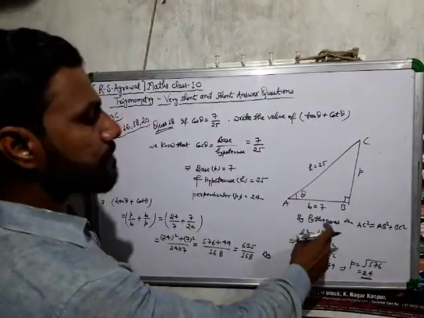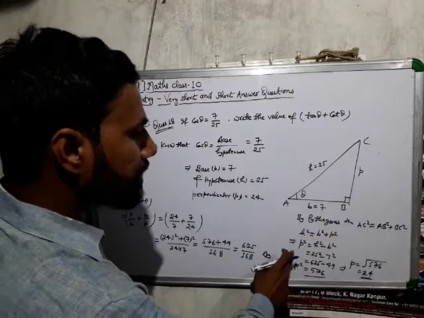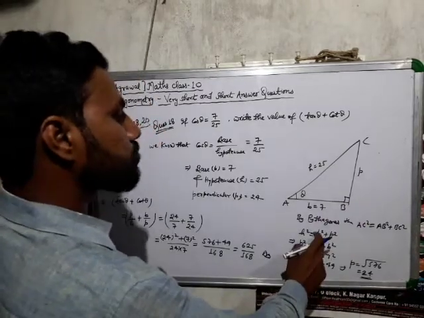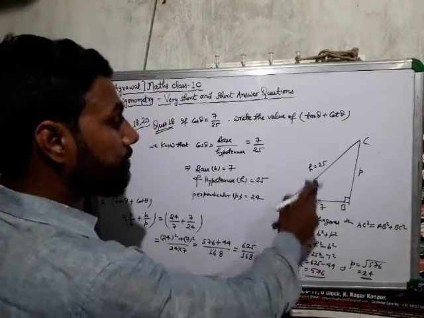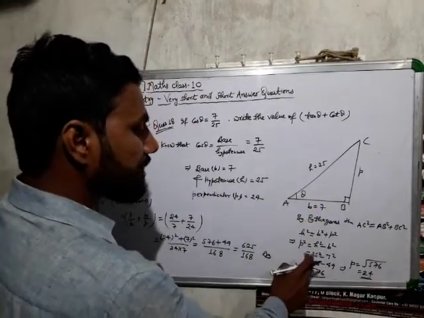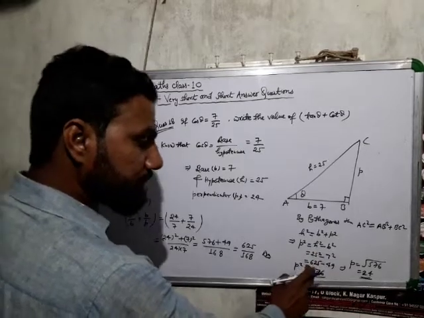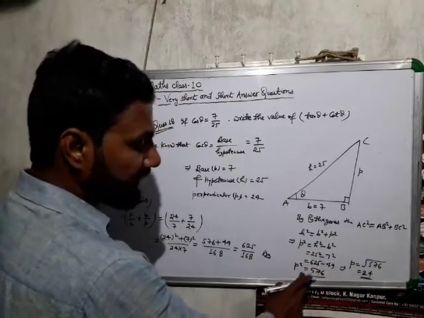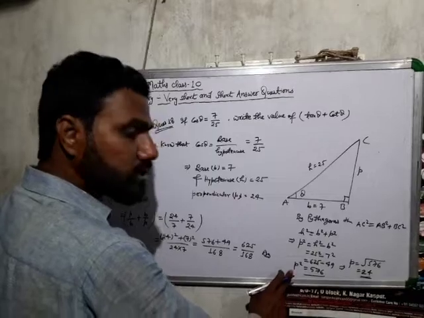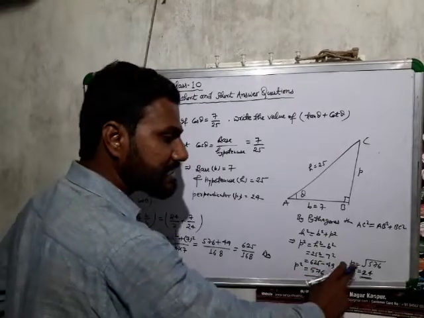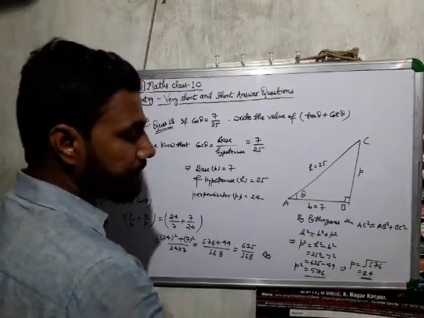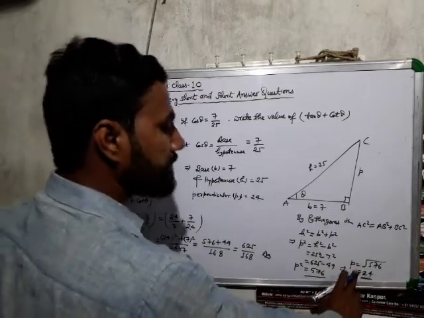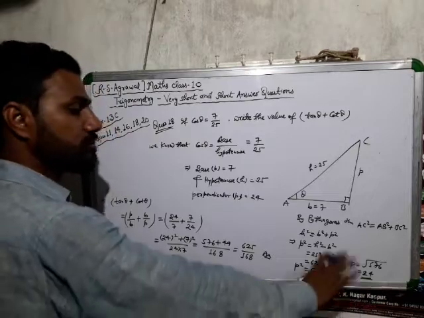This implies base square plus perpendicular square. This implies that perpendicular square is equal to hypotenuse square minus base square. Putting the value of hypotenuse and base, it is 25 square minus 7 square, which is 625 minus 49, which is 576. P square is equal to 576, which implies P is equal to under root 576, which is 24. And we observe that by Pythagoras theorem, P is equal to 24 units.